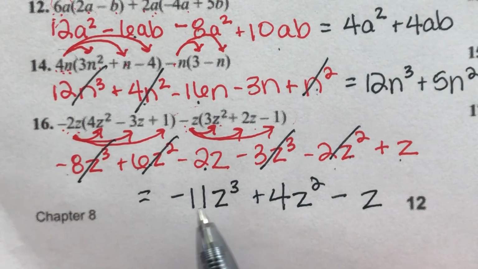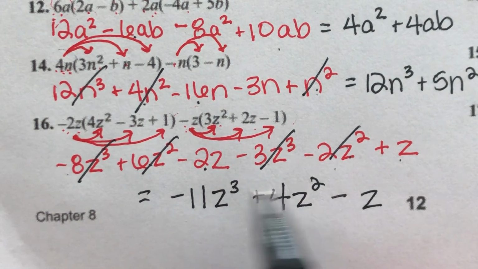So I'm done. And it's in standard form because it goes from the biggest degree down to the smallest degree. So if you have any questions on distributing or combining when you're multiplying monomials together, how to do that, please let me know.